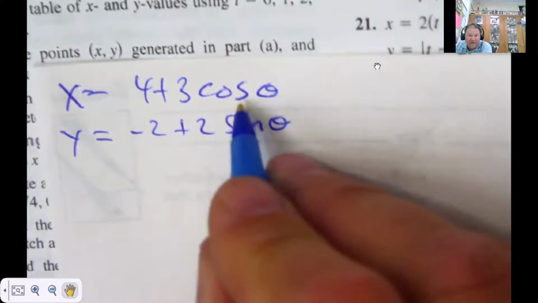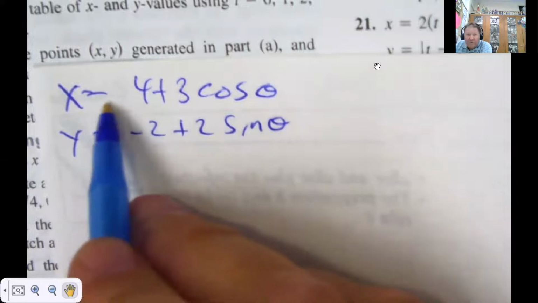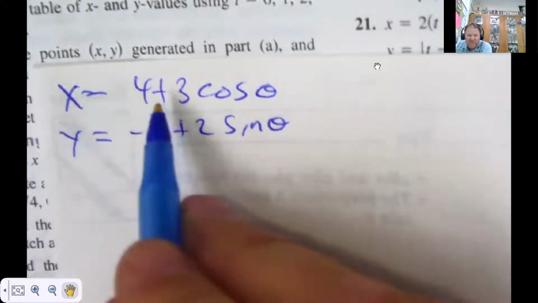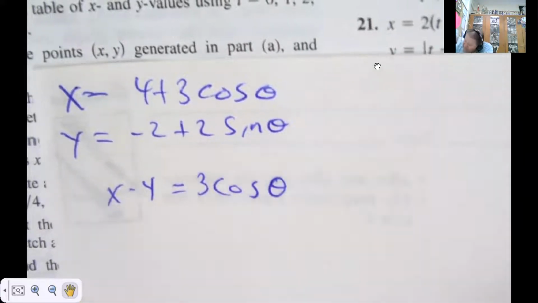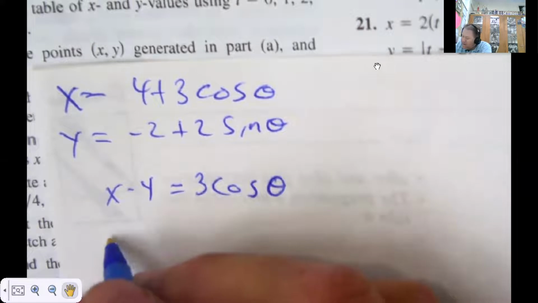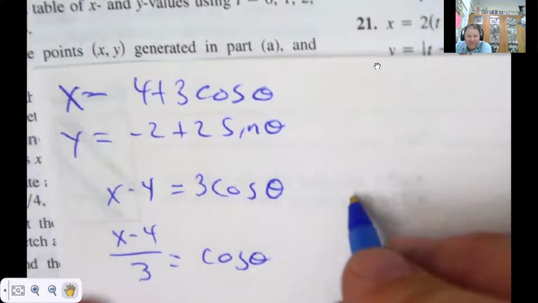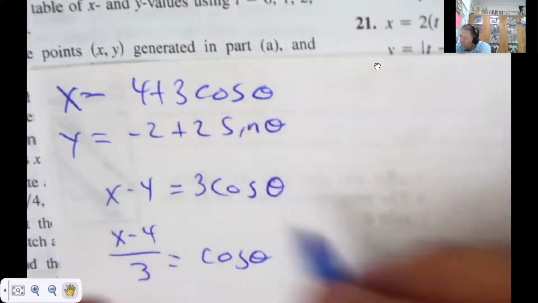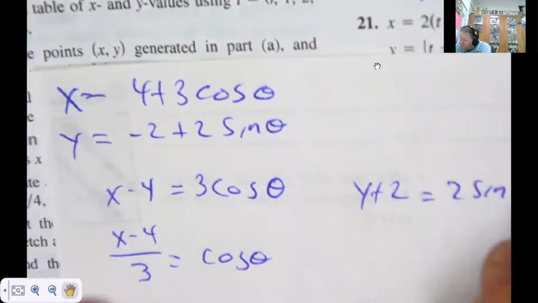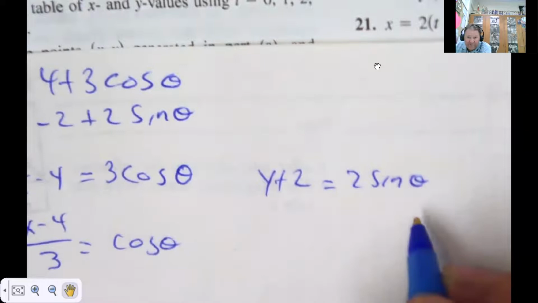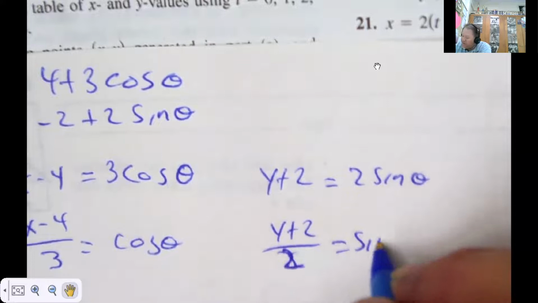Remember, we've got to make this one say cosine, make this one say sine, and then we're going to do sine squared plus cosine squared. So let's do x first. I subtract a 4 from both sides and then divide everything by 3. I would get (x minus 4) divided by 3 equals the cosine of theta. And for y, if I add a 2, y plus 2 is equal to 2 sine of theta. And then divide everything by 2. This would be (y plus 2) divided by 2 equals the sine of theta.